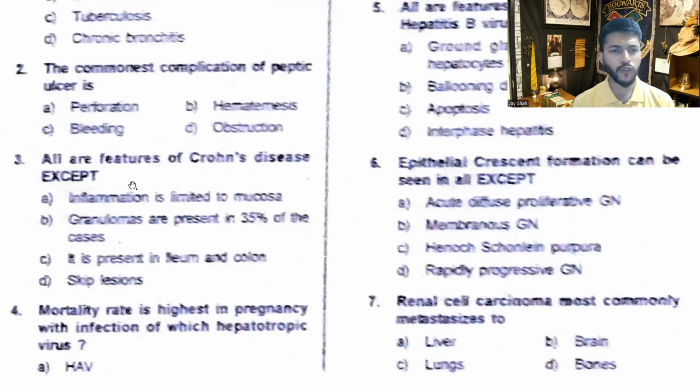All of the following are features of Crohn's except inflammation limited to mucosa. Wrong. It is a transmural inflammation. Granulomas are present, yes. Ileum and colon, yes. Skip lesions present, yes. That's true. So option A is incorrect.